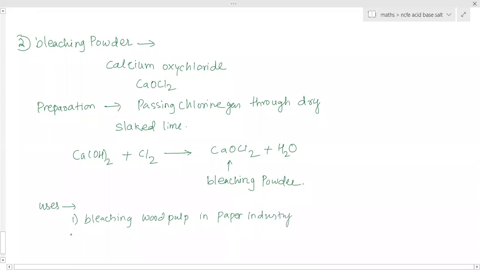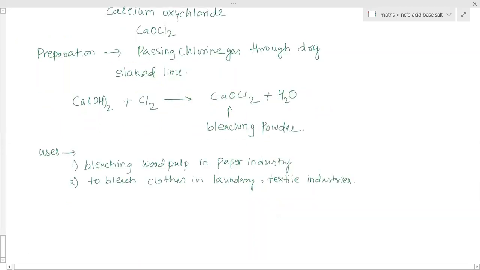In laundry also we are using it to bleach clothes. Even in textile industries, the synthetic clothes are bleached. Before dyeing them, they have to be bleached. Whatever the initial color was there should be removed, and then the particular dye is applied in different colors. For that, bleaching powder is used.